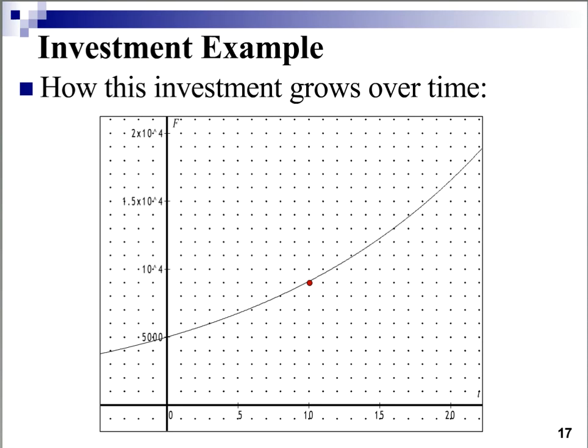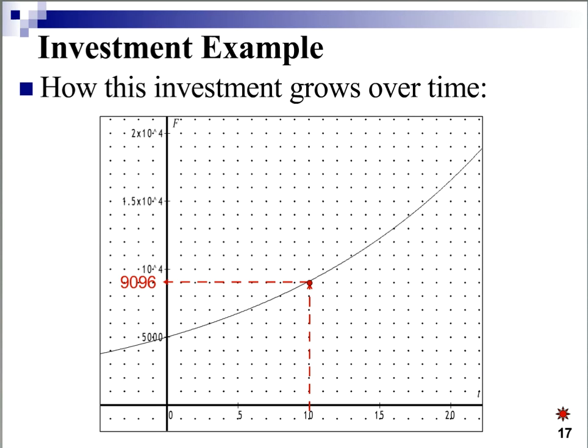So the point that we're looking at here is that red dot that you can see in the middle of the graph. And so what we've done is we've said let's look at 10 years. We go up to the graph and then we go over to the y-axis or the f-axis and see that this is approximately $9,096. Note here, every single point on this curve represents a new future value calculation.